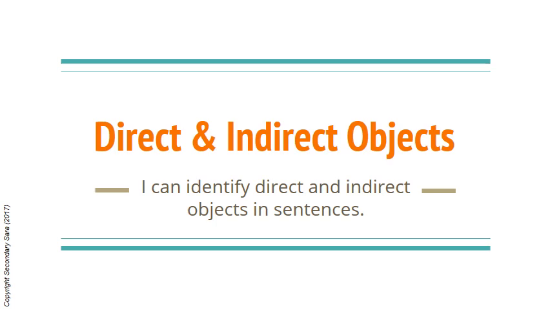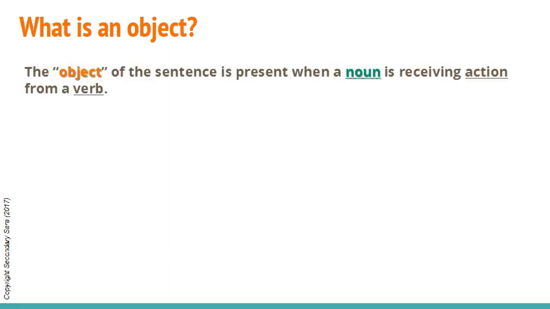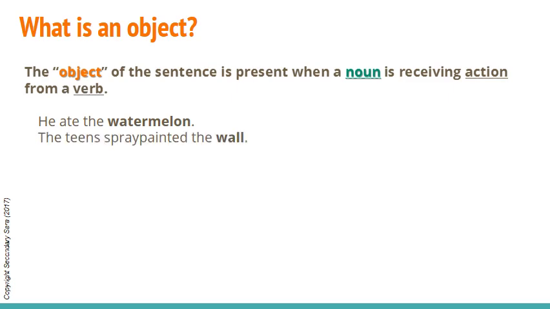Direct and indirect objects. In this video, we will learn how to identify direct and indirect objects in sentences. First of all, let's talk about what an object is. The object of the sentence is present when a noun is receiving action from a verb. For example, he ate the watermelon. The teens spray painted the wall. Our teacher passed out candy.